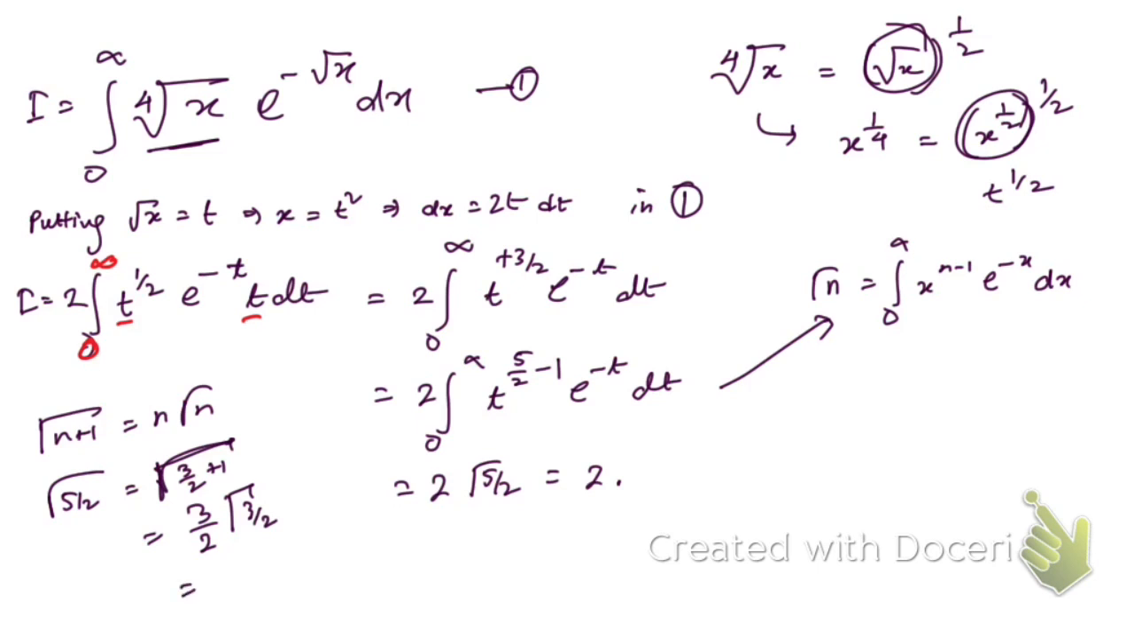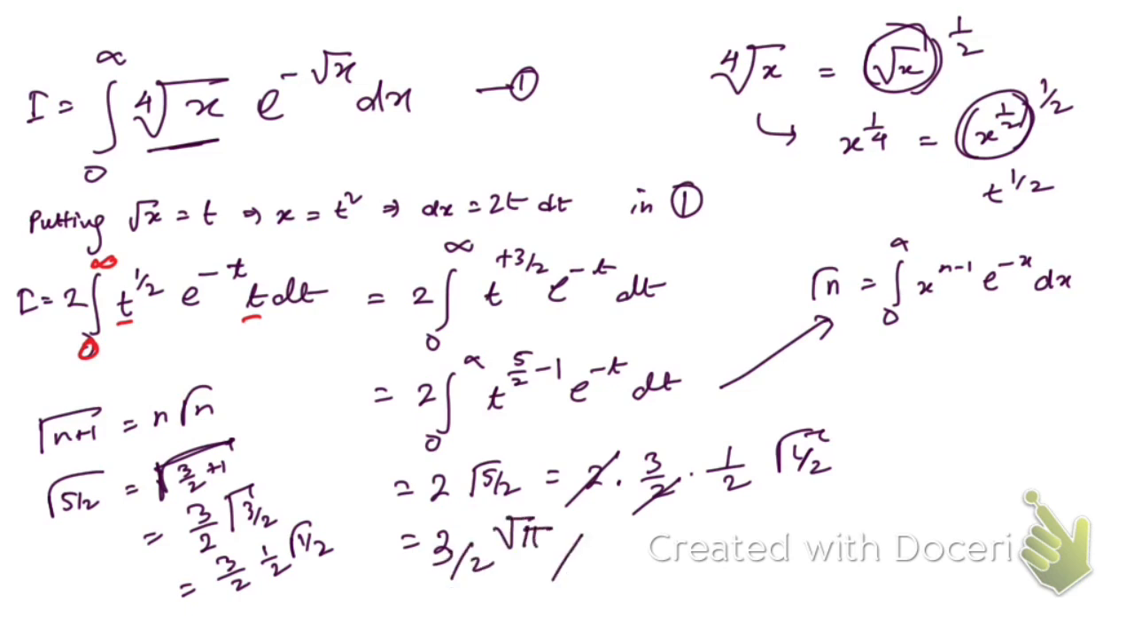Again 3 by 2 can be written as half plus 1, so here we're going to have 3 by 2, then 1 by 2, and gamma of half. Gamma of half is square root of pi. So that's going to be square root of pi. So we get 3 by 2 into square root of pi. So that is our answer. Hope you have understood this. Now let's move on to the next question.